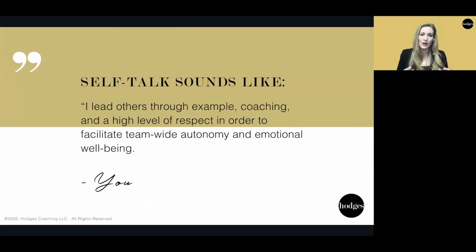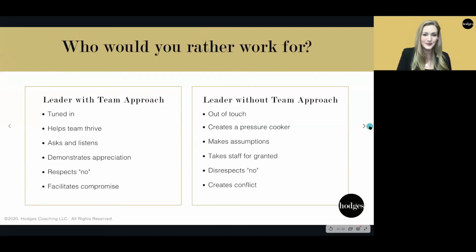But so in general, right? So we zoom back out. The self talk of team leadership sounds like, I lead others through example, coaching, and a high level of respect in order to facilitate team wide autonomy and emotional well being. Now, obviously, you're not going to say these words to yourself, but this is the essence, right, of what the self talk sounds like, of what it feels like to be a leader that is leading with all of these five elements in balance.